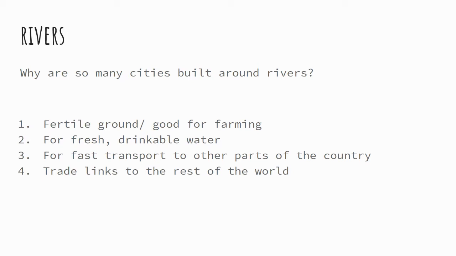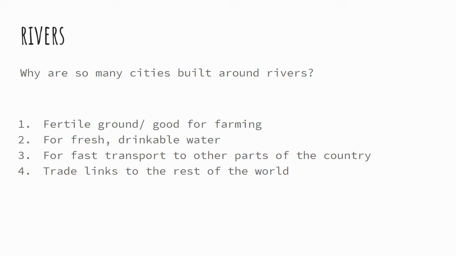Rivers also provide very fast transport to other parts of the country. For example, you could travel many tens of kilometres on the River Thames and go through many counties, including, of course, Middlesex and Sussex and Surrey as well, where the River Thames flows through.